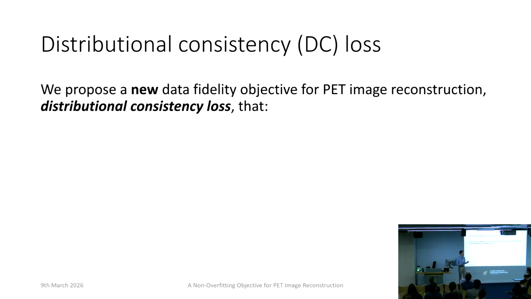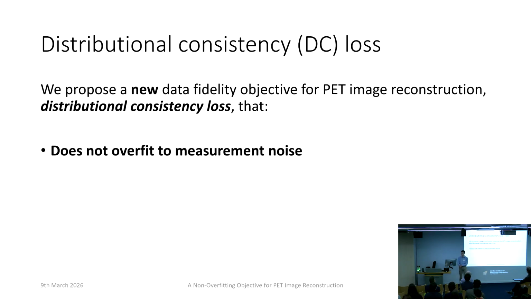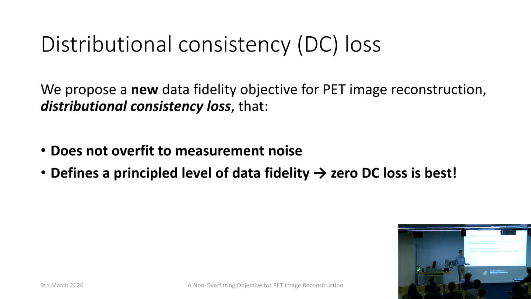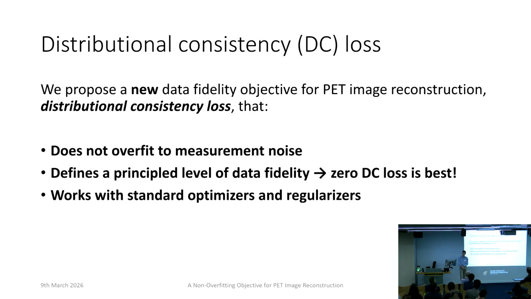And so I'm going to propose a distributional consistency, or DC, loss for PET image reconstruction and some other tasks that has the following benefits. It doesn't overfit to measurement noise. It defines a principled level of data fidelity, where we have 0 DC loss being the best you can do. And it also works with many standard optimizers and regularizers.